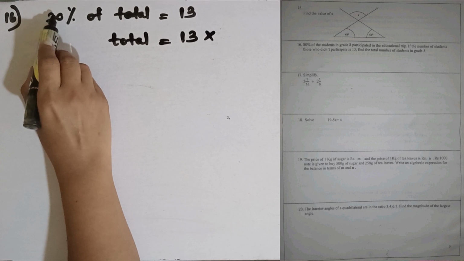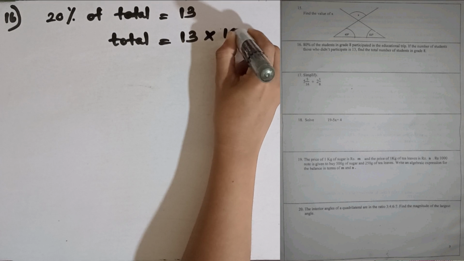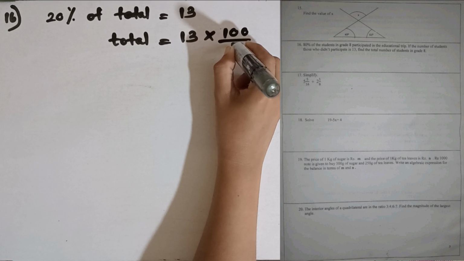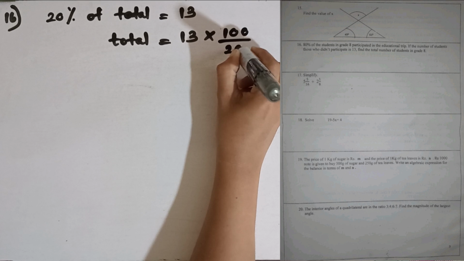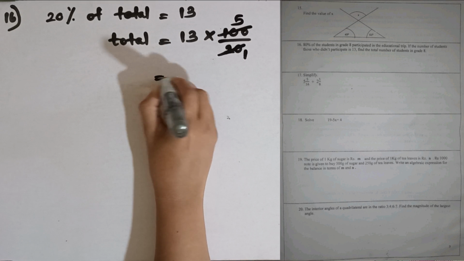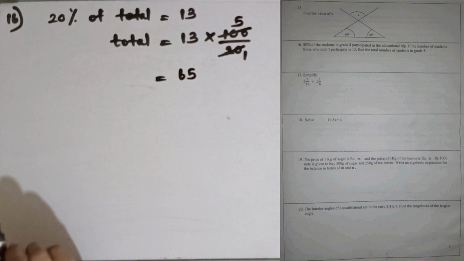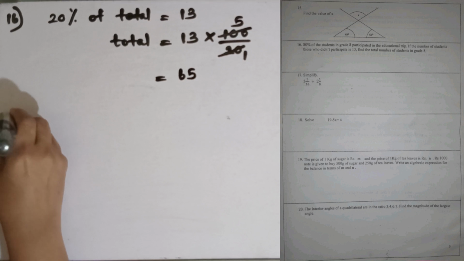Then we can find the total number of students by 13 multiplied by the reciprocal of this fraction. This is 20 over 100. Then we can write 100 over 20. 20 times 1, 20 times 5. 13 multiplied by 5 is 65. Then the total number of students here is 65.